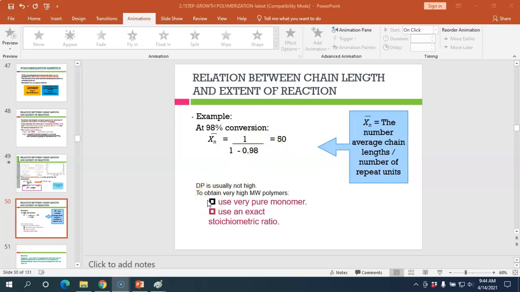DP is usually not high. To obtain very high molecular weight, we use very pure monomer. The monomer you want to use to produce polymer must be pure. It must not be mixed with other things like water and other materials. And we must use an exact stoichiometric ratio, meaning the number of moles in the monomer must be correct. Don't let it be unbalanced. If it is unbalanced, it will not produce high polymer. It still produces polymer but does not achieve 100% or 99% conversion. Maybe it just reaches 70% or lower. And Xn is the number average chain length, the number of repeating units.